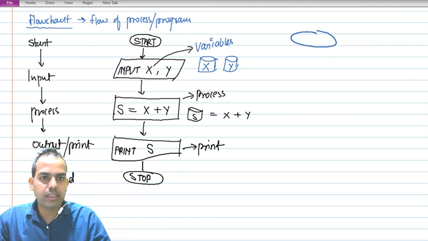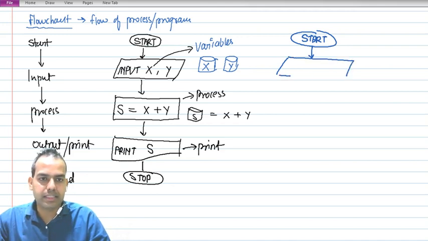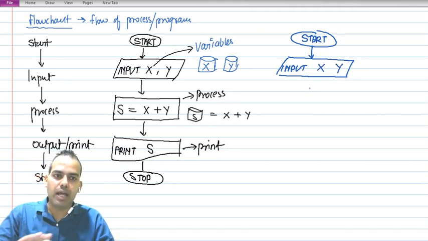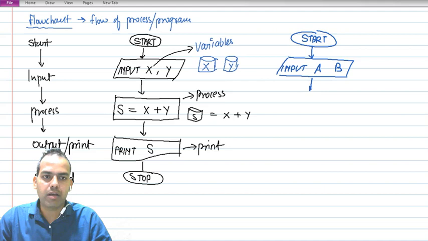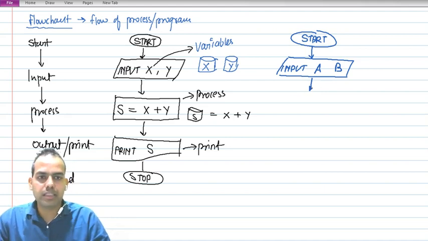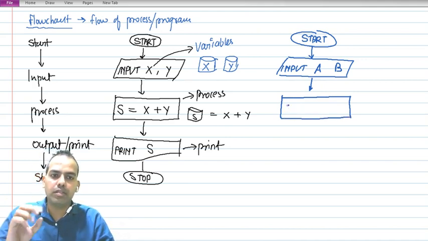So this is my start button. By now we have understood this is the start button. Then, yes, correctly said, input. We need two inputs, not necessarily always X and Y. For your understanding, I'm taking other variables, say A and B. The user gives me two variables. This is the flow. Now I will have a process button. Perfect. This time I don't want the sum, I want the multiplication.